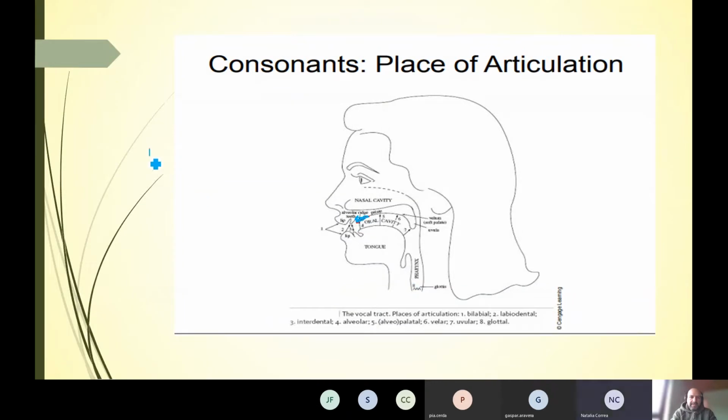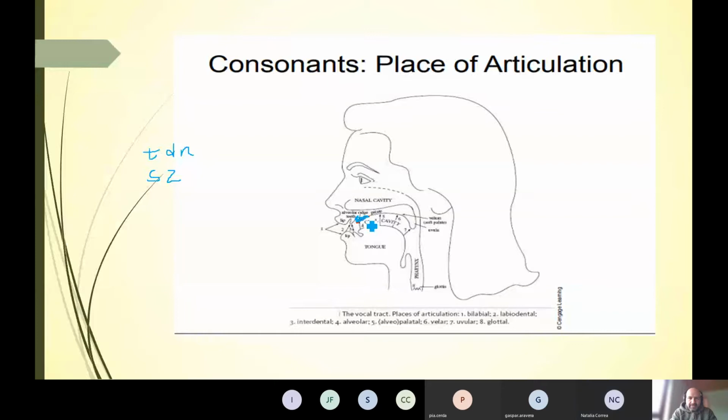Now, when we produced T, D, and N, it's not the same as when we produced S and Z, right? Because when we produce S and Z, even though the tip of the tongue is raised towards the same area, there's some room for the airflow to go over the tongue.